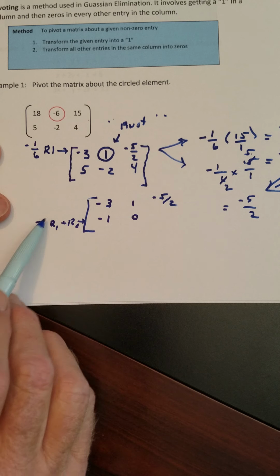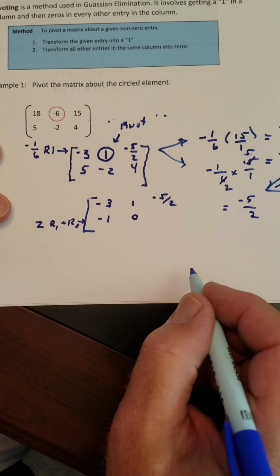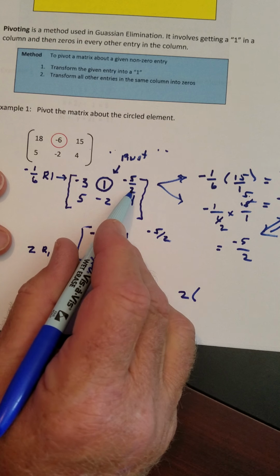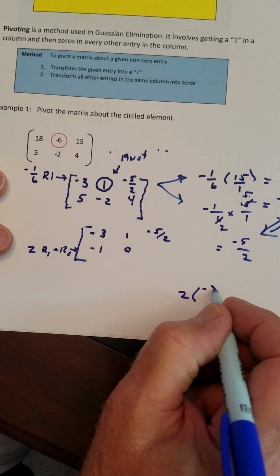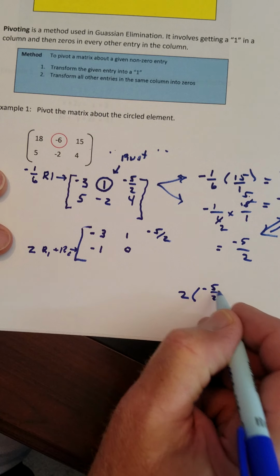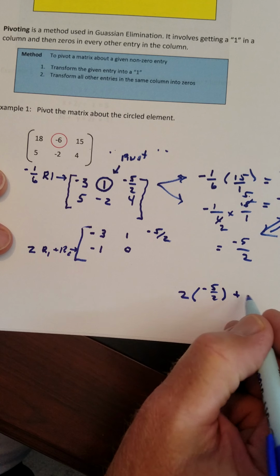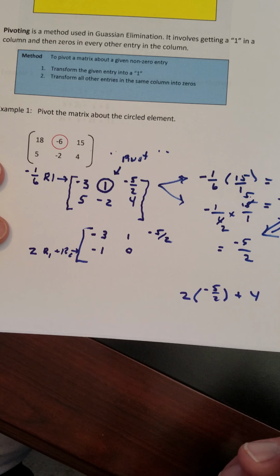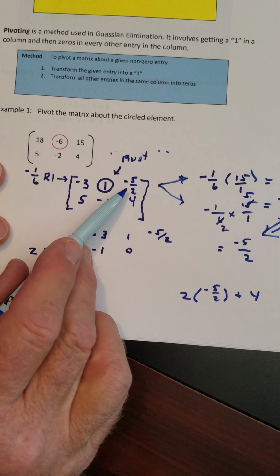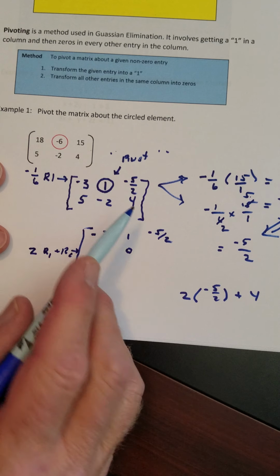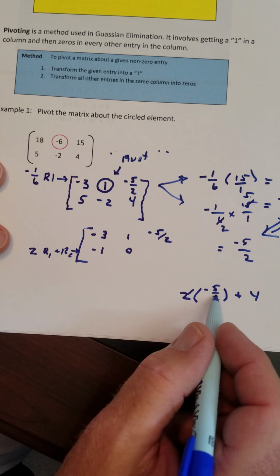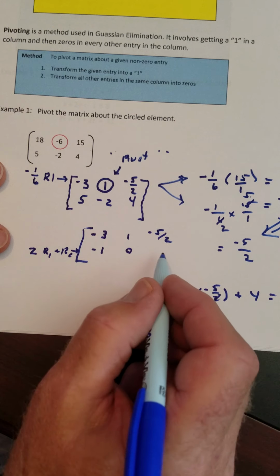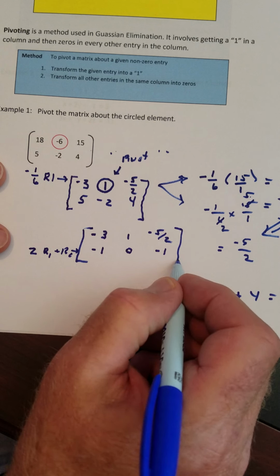Then I'm going to take 2 times, and let me put it down here, 2 times the top row, which is negative 5 halves, and I'm going to add that to 4. 2 times the top number plus the bottom number. So if I go down here, the 2's drop out. Negative 4 plus 1 is negative 1, and that number goes right there.